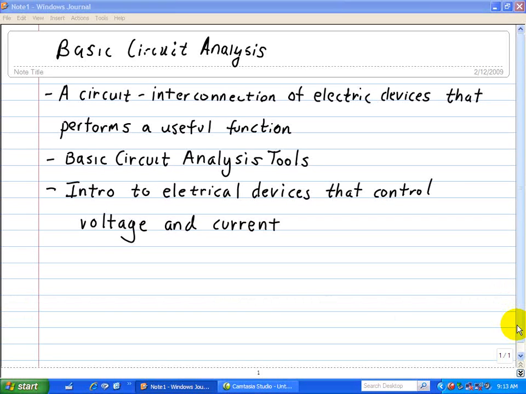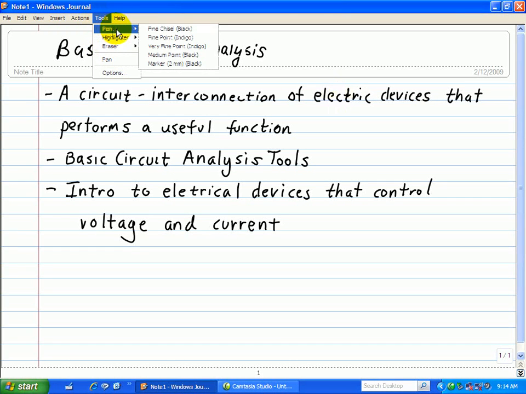Here we're going to start and begin our basic circuit analysis. Let's look at some definitions in which we have a circuit consisting of electrical devices that perform a useful function. And so keep in mind, a key important concept is that when you look at electrical devices such as a resistor, capacitor, inductor, think of what its purpose is. What function does it serve in the circuit?